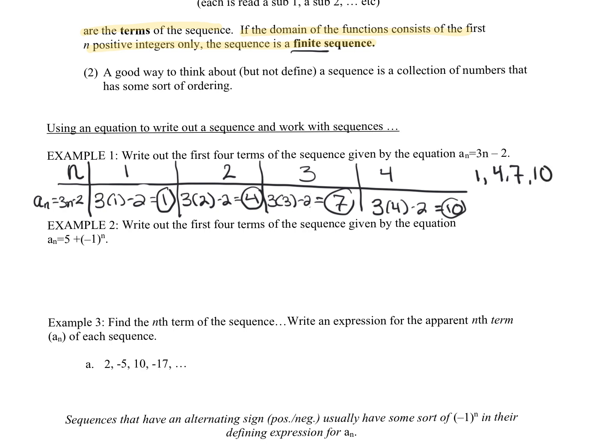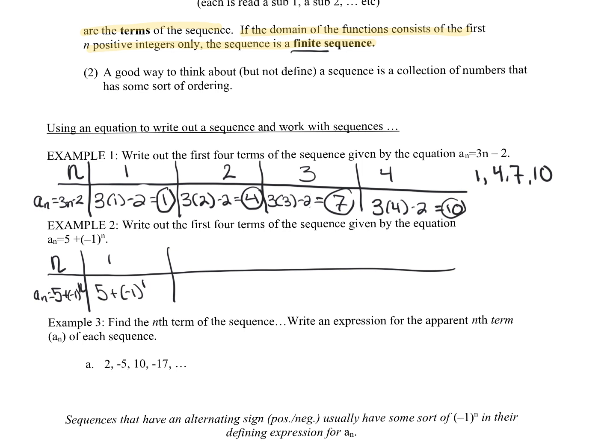The next one says to write out the first 4 terms of the next sequence. a sub n equals 5 plus negative 1 to the nth power. So I want to find the first term. I'm going to plug in a 1, so 5 plus negative 1 to the first power. Negative 1 to the first is negative 1. 5 plus negative 1 is 4, so my first term is 4.